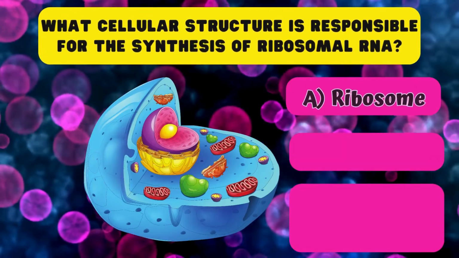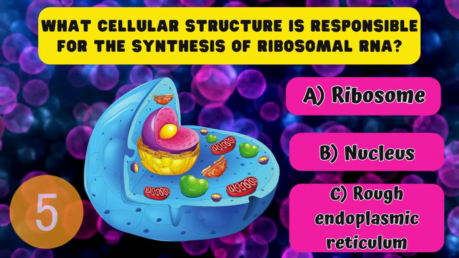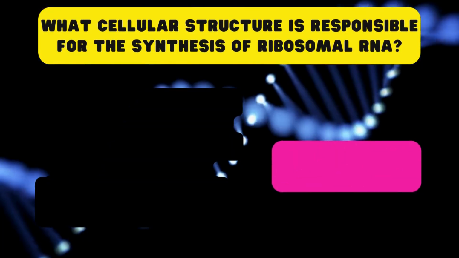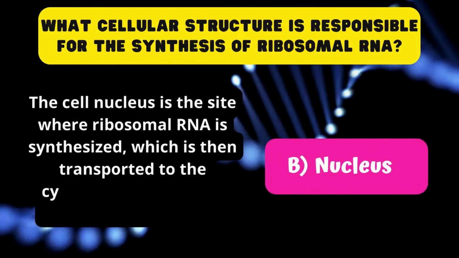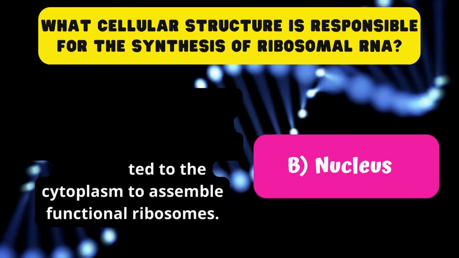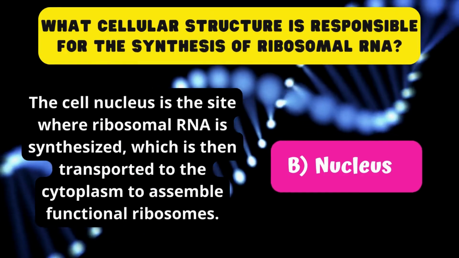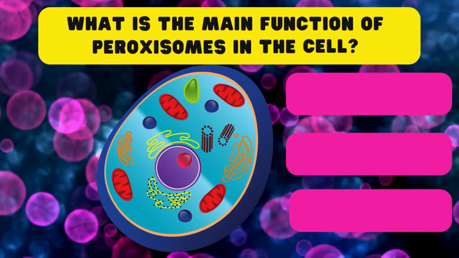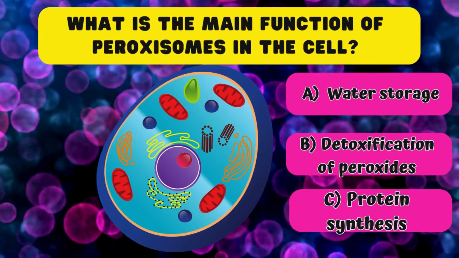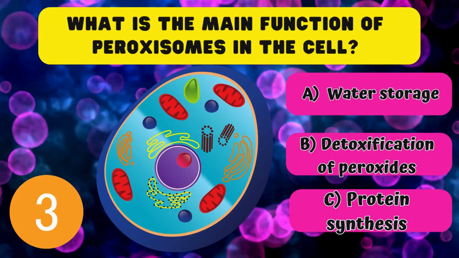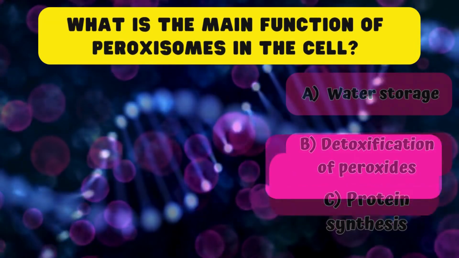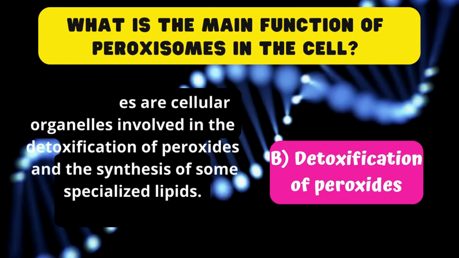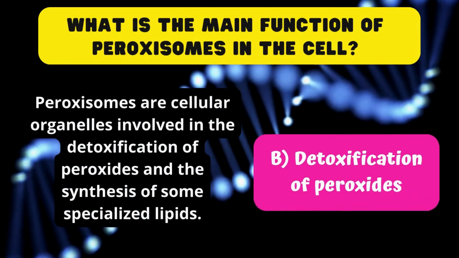What cellular structure is responsible for the synthesis of ribosomal RNA? The cell nucleus is the site where ribosomal RNA is synthesized, which is then transported to the cytoplasm to assemble functional ribosomes. What is the main function of peroxisomes in the cell? Peroxisomes are cellular organelles involved in the detoxification of peroxides and the synthesis of some specialized lipids.